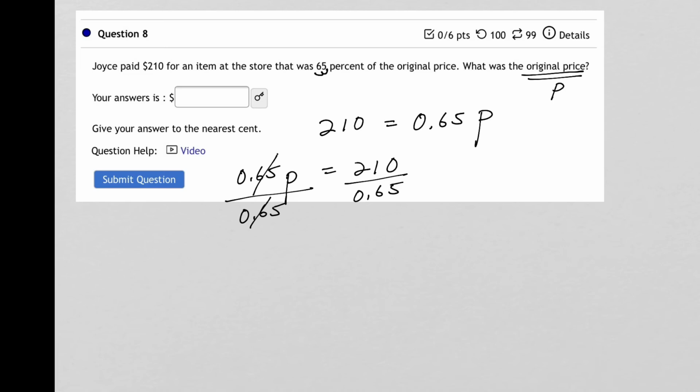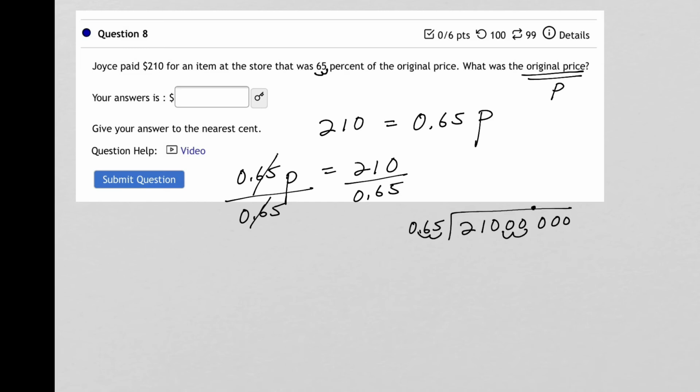So let's do this out here. We have 210 divided by 0.65. I need to move this 2 places. That means this has to go 2 places. So my decimal point will go there. We want to round it to the nearest cent, right? So I might have to go a little further. I might have to add a few more decimal places. And then let's see if we can work this out.